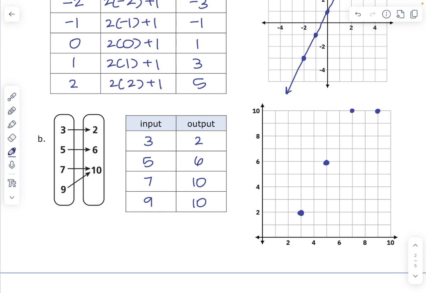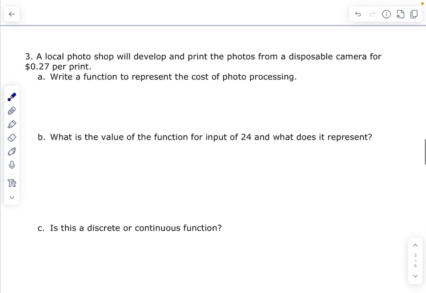Okay. As far as we know, we can't plug in any number here. Our mapping diagram only shows us that these are my input values and these are the specific output values I get. So all I can do on this graph is plot these specific points, meaning that this is going to be a discrete function. Okay, let's go through this last example together.